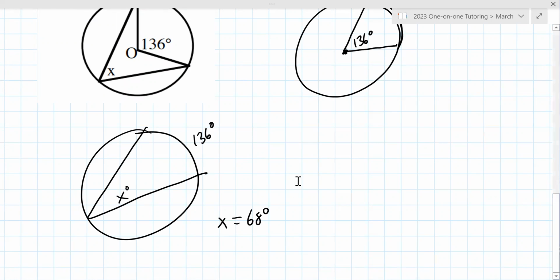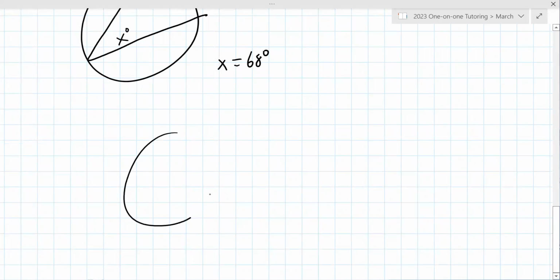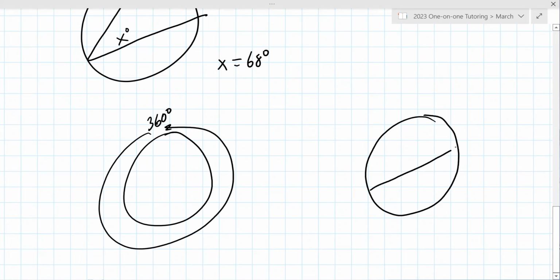All right, so these are just the starter warm-up questions here. One other thing to talk about before I give you some more difficult problems: if you go all the way around a circle, how many degrees is that? 360. 360 degrees, good. And if you have a diameter like this, what's the arc measure of each one? 180. Yes, okay.